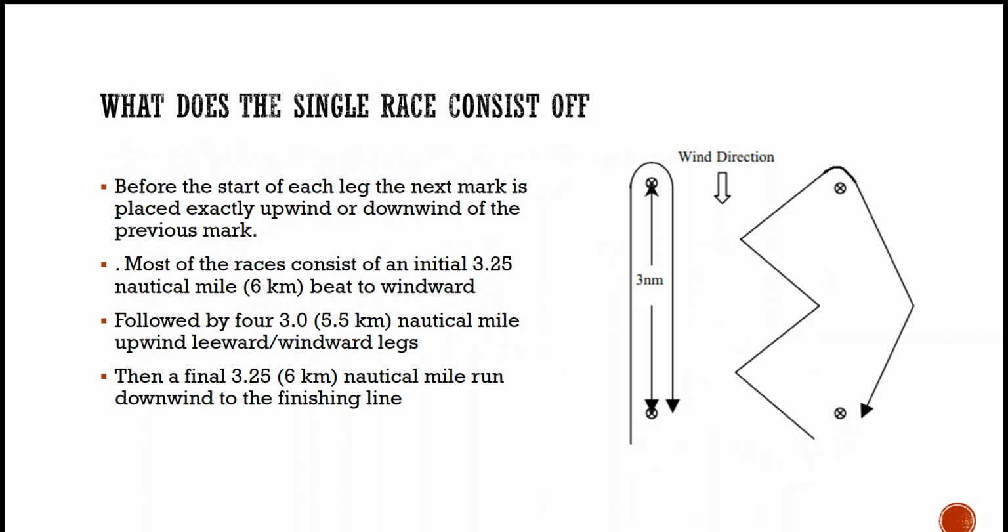So what does a single race between two boats consist of? Before the start of each leg, the next mark is placed exactly upwind or downwind of the previous mark. Then the race starts, where most of the races consist of an initial 3.25 nautical mile beat to the first mark windward, followed by 3 nautical mile leeward-windward legs upwind, and the final 3.25 nautical mile run downwind to the finishing line.